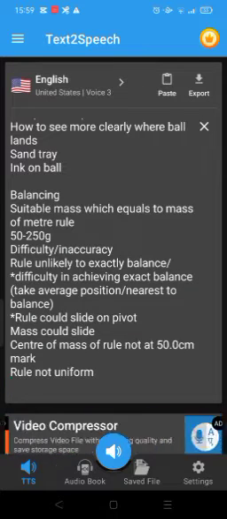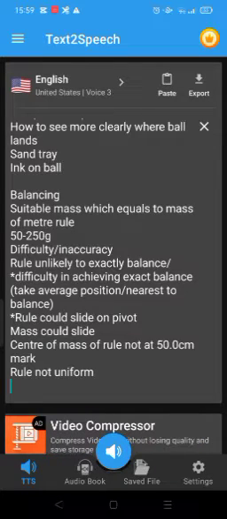How to measure the circumference of a pencil: use at least 3 turns of string. Measure the distance and divide by the number of turns.